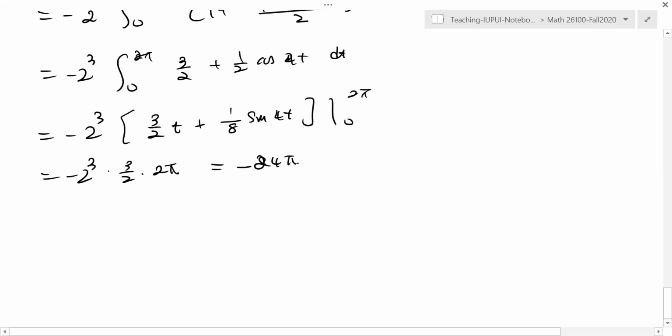So if we get a domain, if we get a curve which is closed, then it's always easy to evaluate the line integral using the Green theorem, converted to the double integral. Okay.